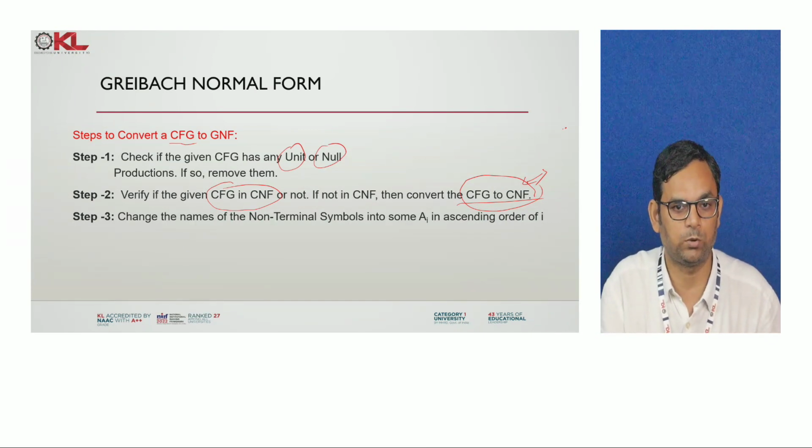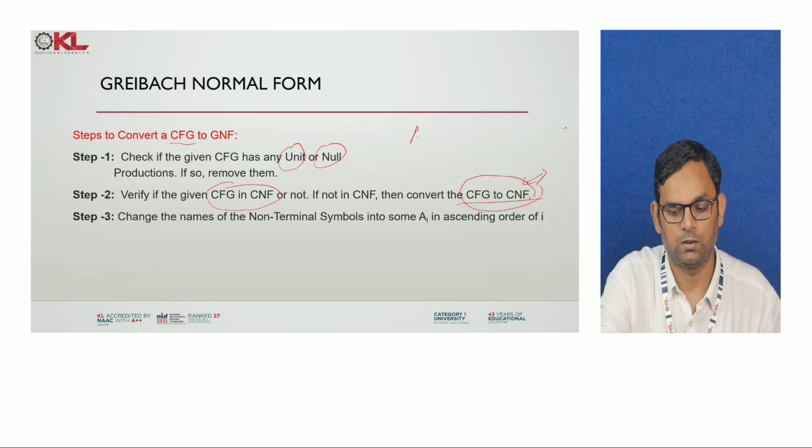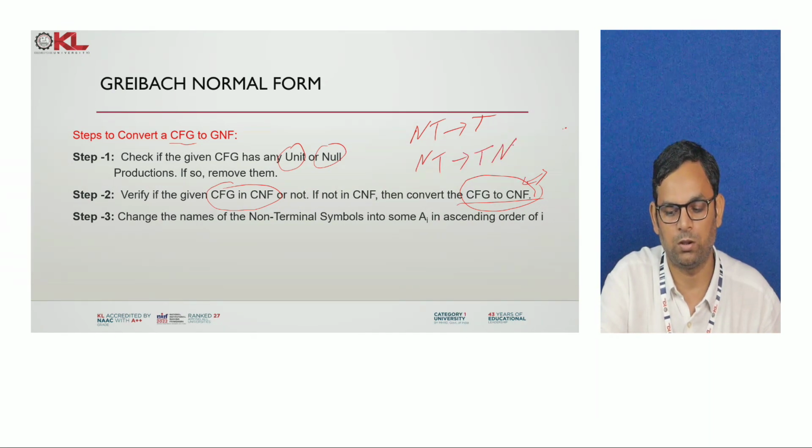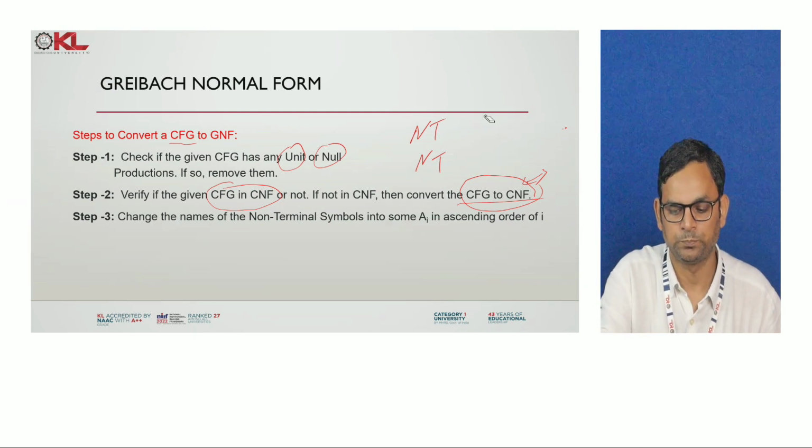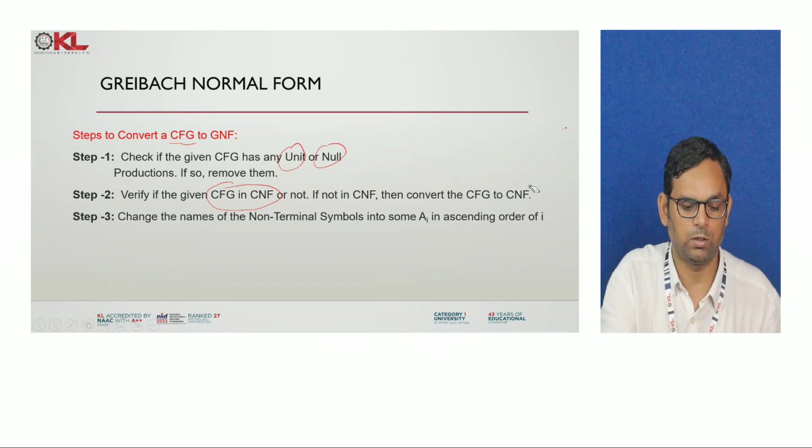And what are the allowed productions? A non-terminal leads to only a single terminal, and a non-terminal derives a string that contains one terminal and many non-terminal symbols. Only these two types of productions are allowed in GNF. What to do after two steps?